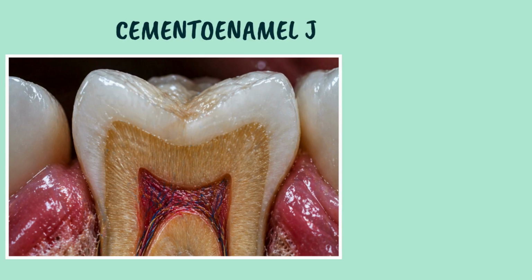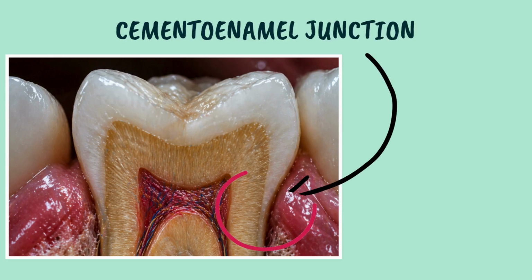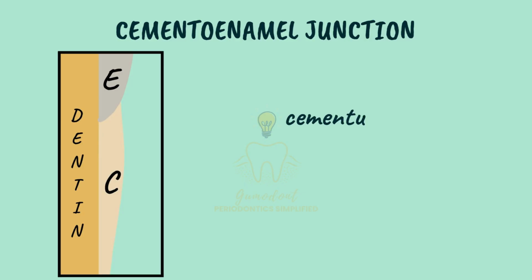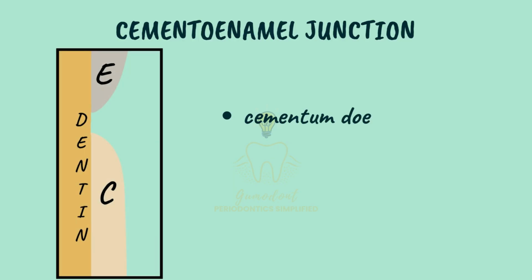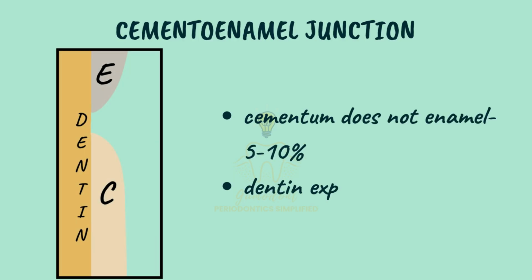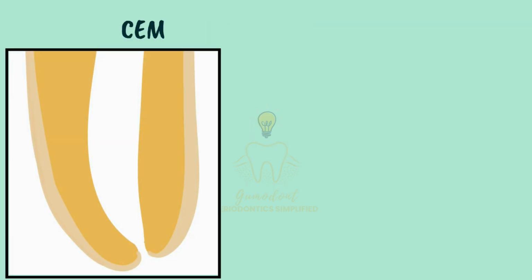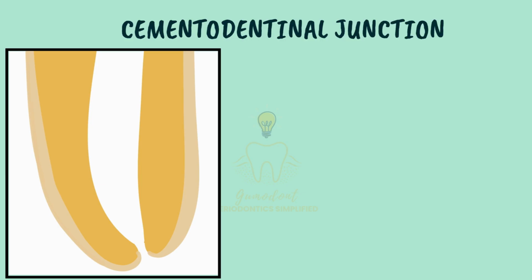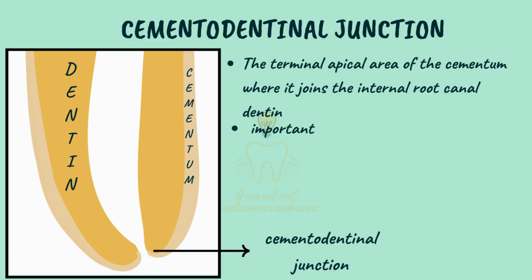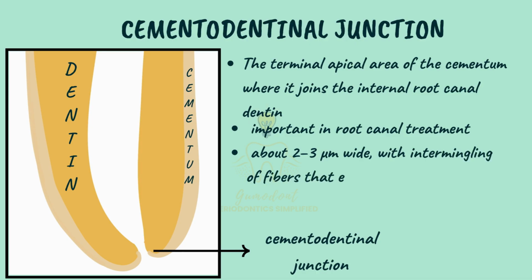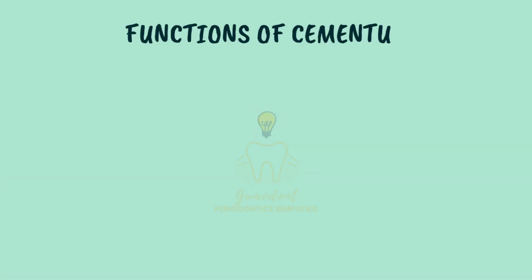First, cemento-enamel junction. It is the junction where cementum meets enamel, and in 60 to 65% cementum overlaps enamel. In 30% they meet edge to edge, and in 5 to 10% they do not meet, leading to dentin exposure and sensitivity. Next is cementodentinal junction. It is the junction where cementum meets dentin near the apex. It is important in root canal treatment and is about 2 to 3 micrometers wide with intermingling of fibers that ensures attachment.